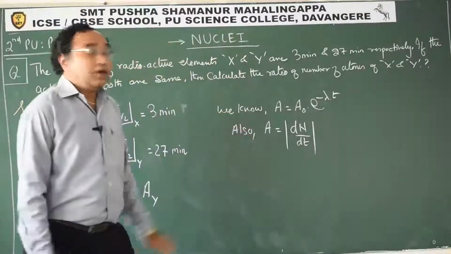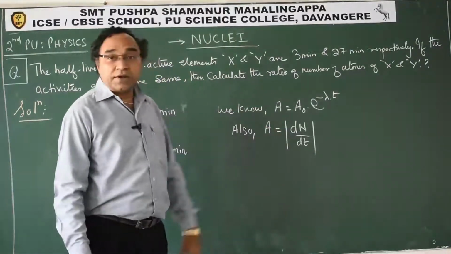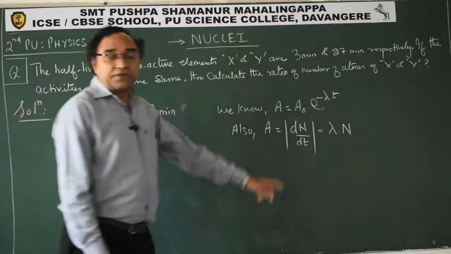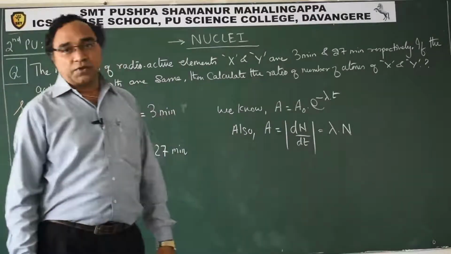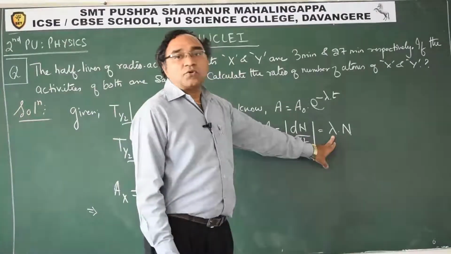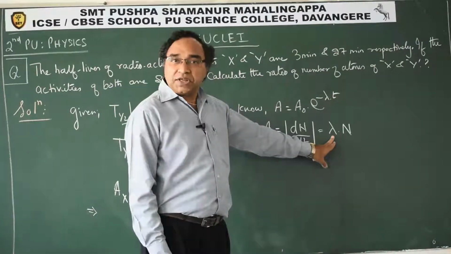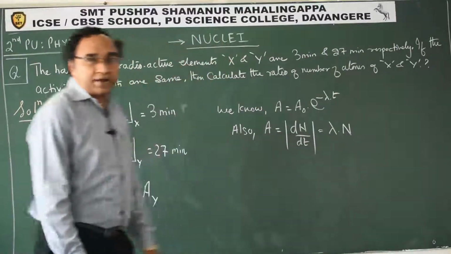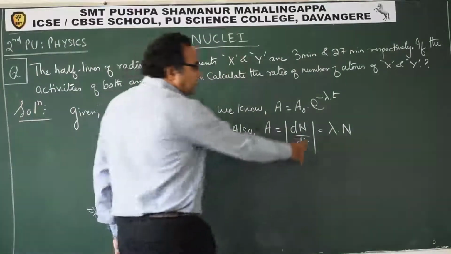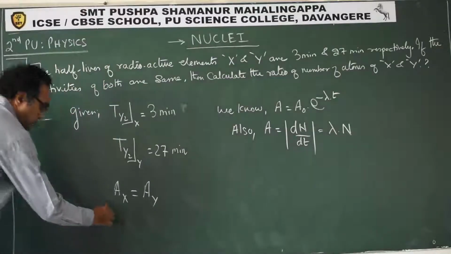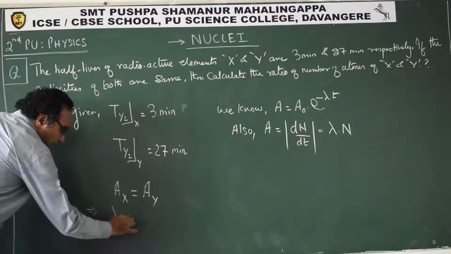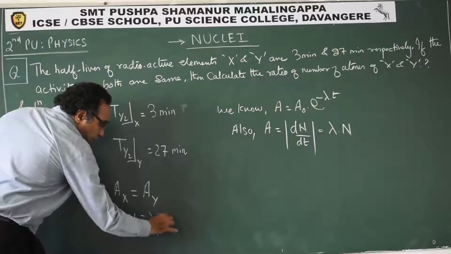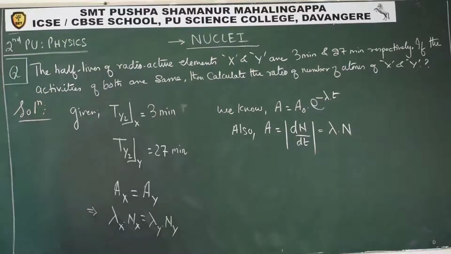Let us go to this. Will this equation help? Activity is dN by dt, which is also known as lambda into n. Yes, this equation will be of use to us because this lambda is known to us. It is 0.693 upon T half. That is what we have as the decay constant, and n is the number of atoms. So this equation is what will help us. So what can we write? Decay constant of x into n of x is equal to decay constant of y into n of y. This is what we get.